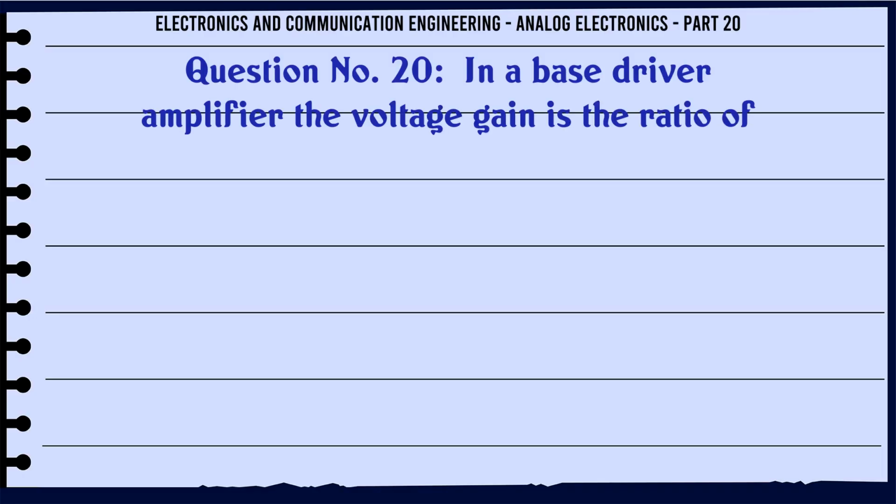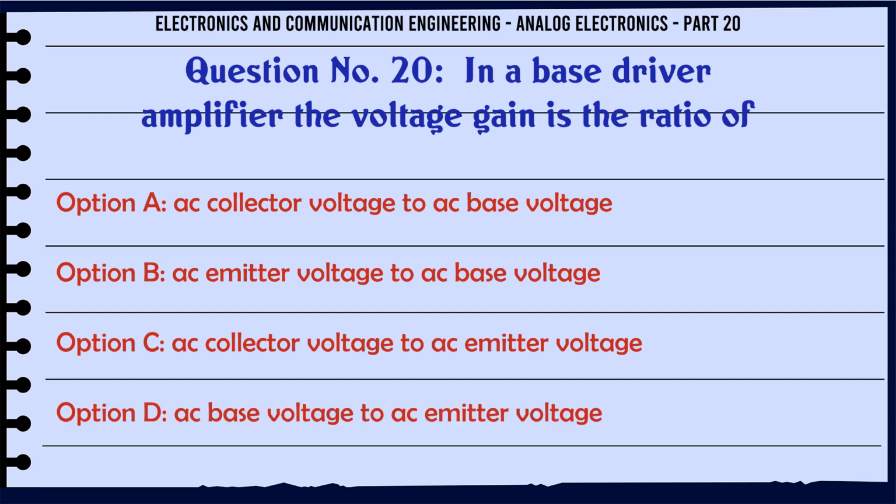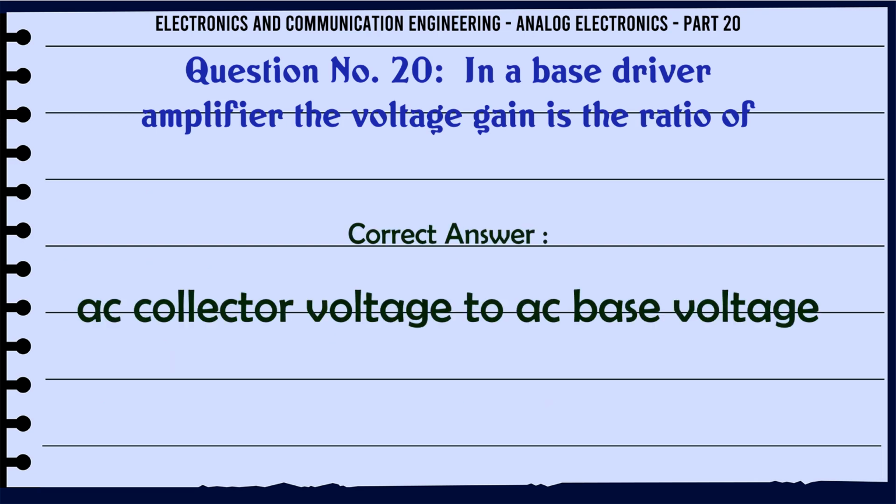In a base driver amplifier, the voltage gain is the ratio of A. AC collector voltage to AC base voltage, B. AC emitter voltage to AC base voltage, C. AC collector voltage to AC emitter voltage, D. AC base voltage to AC emitter voltage. The correct answer is AC collector voltage to AC base voltage.